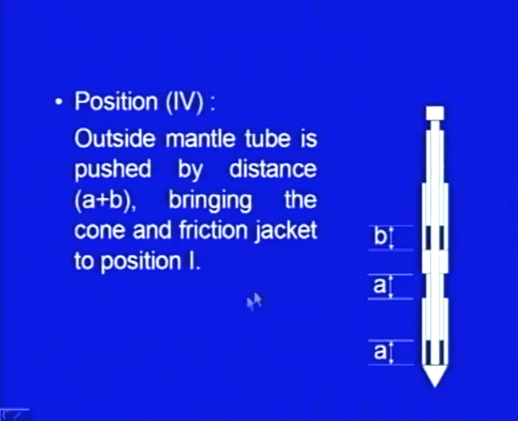Come now to the last step. Now, this outside mantle tube is pushed by distance A plus B, and doing that the friction jacket comes to the same position which it had in step 1. So, this is pushed further and finally it reaches this point. So, now this particular assembly is ready for the next experiment.